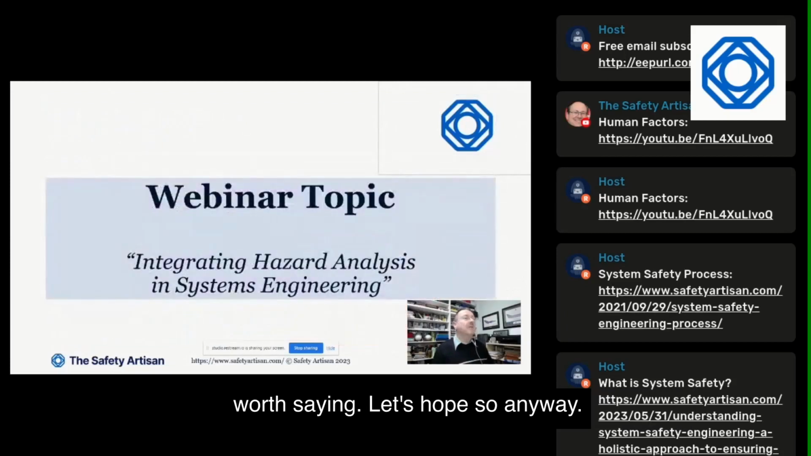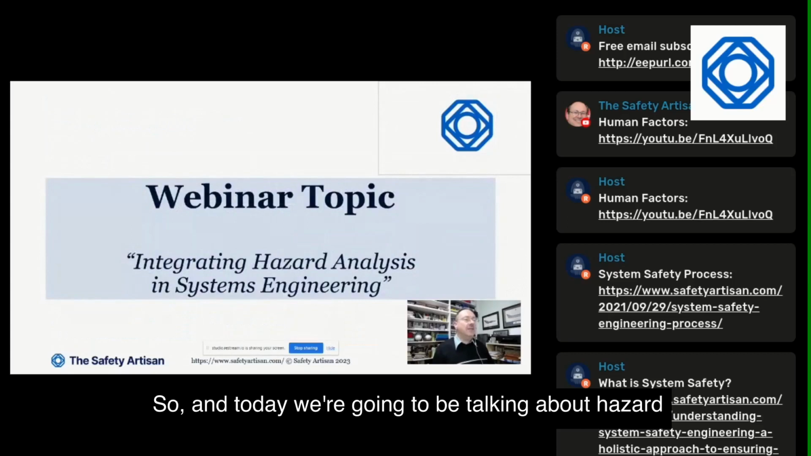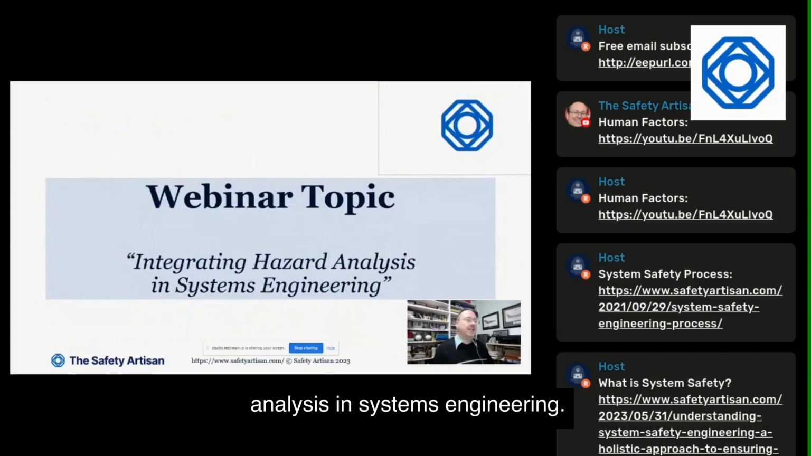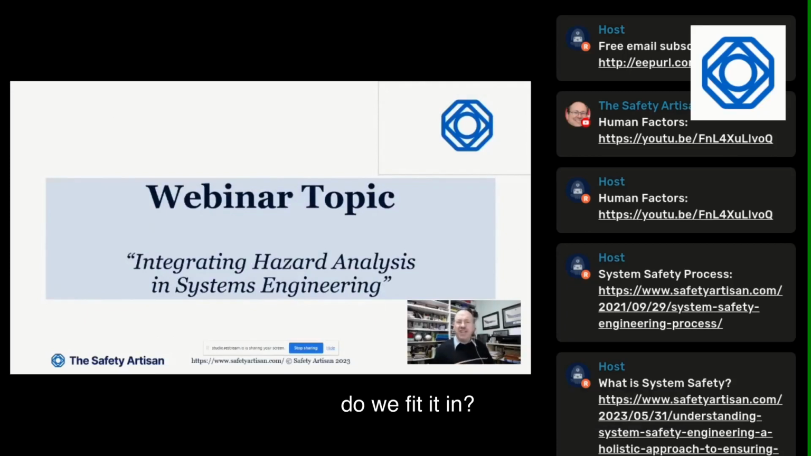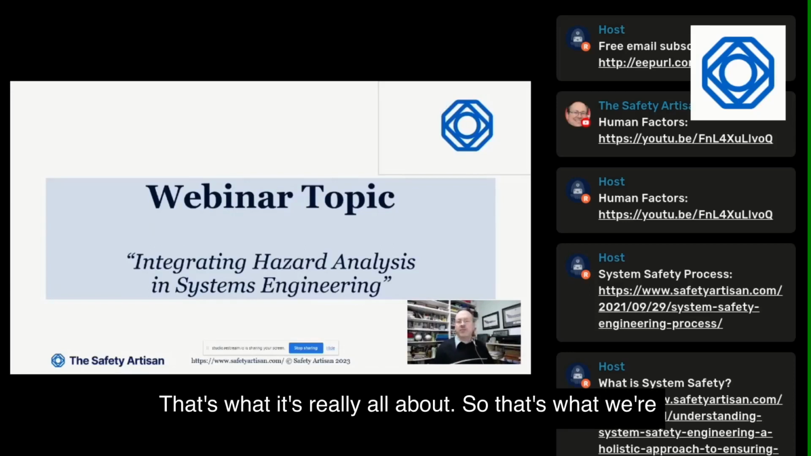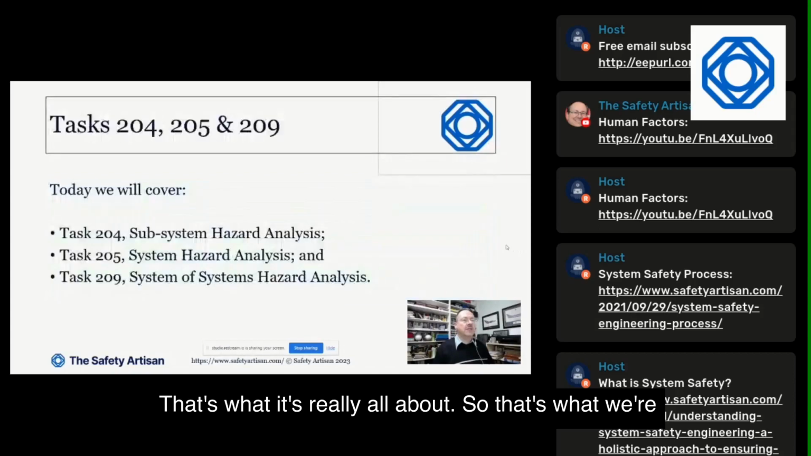Let's hope so anyway. Today we're going to be talking about hazard analysis in systems engineering. How do we, the posh word is integrate, the fancy word, how do we fit it in? How do we fit it together? How do we get it to work? That's what it's really all about. So that's what we're going to talk about.